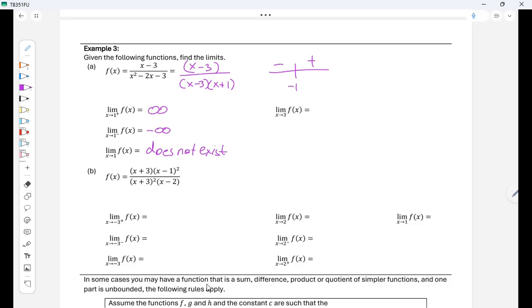On the other hand, the limit as x approaches 3 is the limit as x approaches 3 of the factored version. Now that I've got limits on both sides there, I'm allowed to cancel those x minus 3s. And that gives me 1 to placehold in my numerator, over 3 plus 1, which is 1/4.